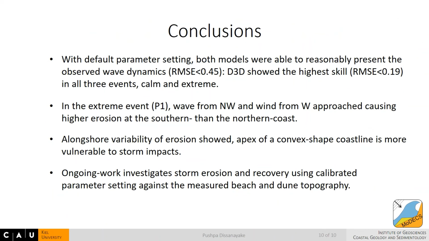These are my conclusions. With default parameter settings, both models were able to present observed wave dynamics, and Delft3D had the highest agreement with the observed data. In extreme event P1, wave from northwest and wind from west approached the coast, and that resulted in the strong erosion at the southern coast than the northern coast. Of a convex-shape coastline, apex is more vulnerable to storm erosion.